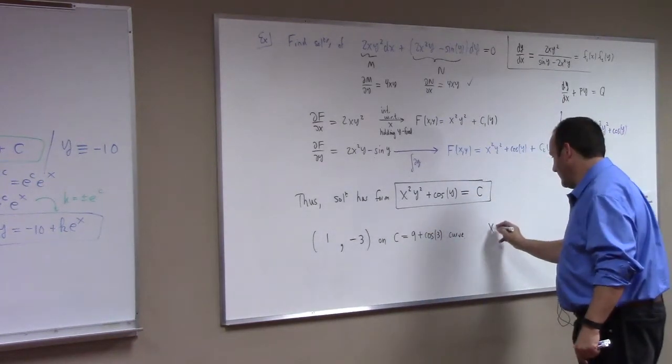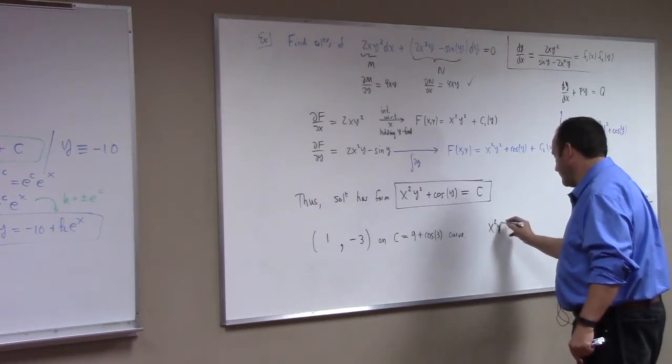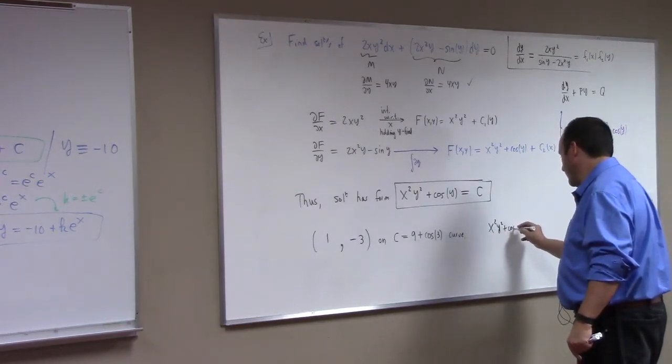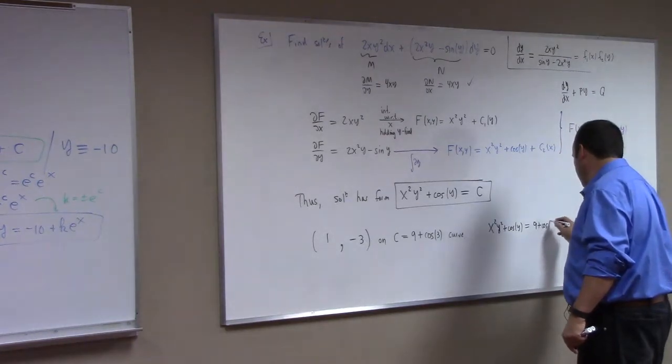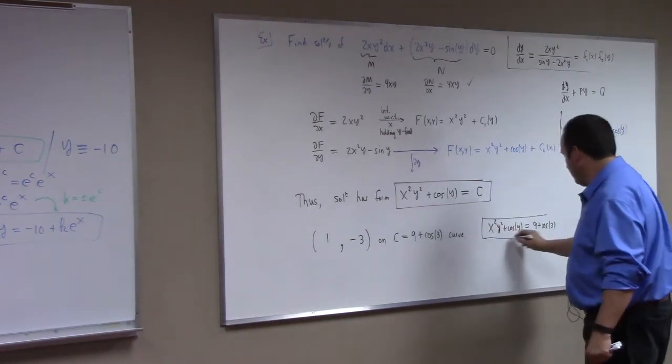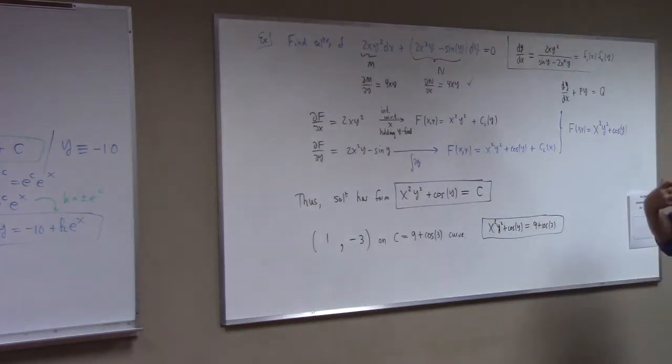So in other words, x squared y squared plus cosine of y equals 9 plus cosine of 3 is, if I just wanted the implicit equation which fits that data point, I'm good. Now, I want more than that, though. Let's find the explicit solution through that point.